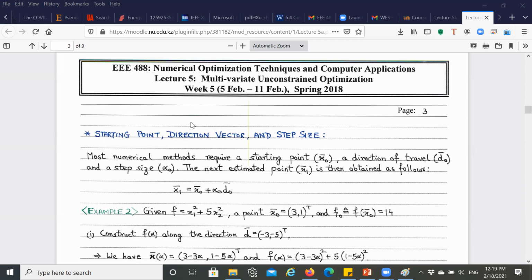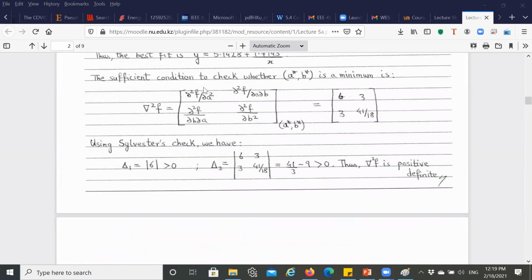So to understand this, we need to know the Hessian matrix, which I already told you. It is taking the second derivative. So a Hessian matrix for 2 variables, A and B, would be as shown over here. So you can generalize it for n number of decision variables.